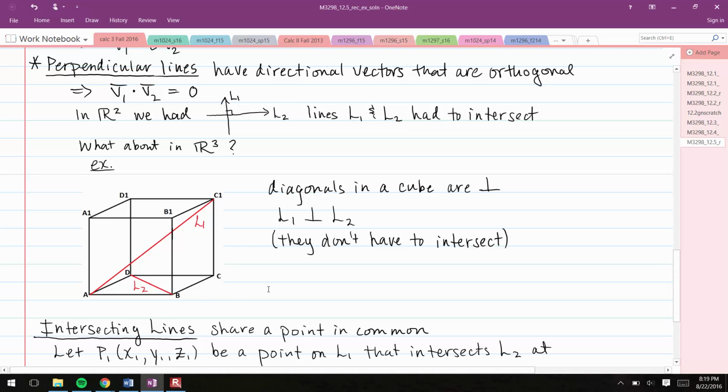So I'm encouraging you to think about 3-space and how some things are similar, of course, with our 2D space, but to try to picture this in 3D, because some of your assumptions that held for 2D space might not hold.